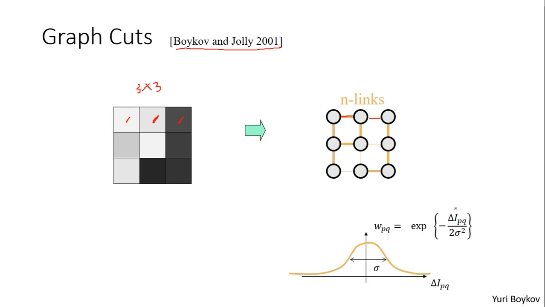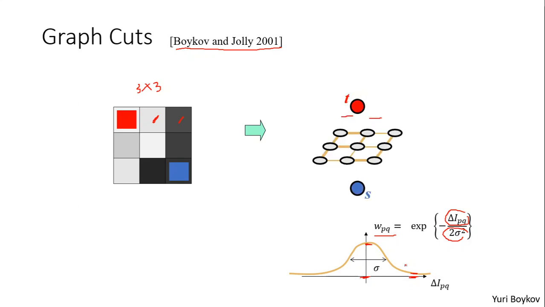This is a function that you can use for that. To weigh the edges, you can take e to the power of the intensity difference squared divided by some sigma squared value. If the intensity difference is small, you have high cost, and when the intensity difference is large, you have low cost. Then you pick manually a source and a sink: some pixel that belongs to the object and some pixel that belongs to the background. And then the graph is constructed like that.